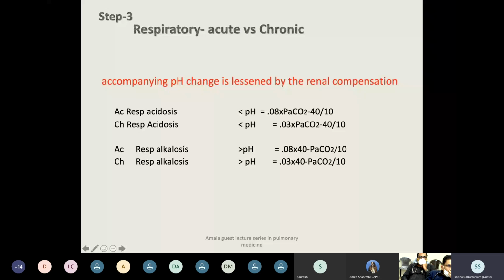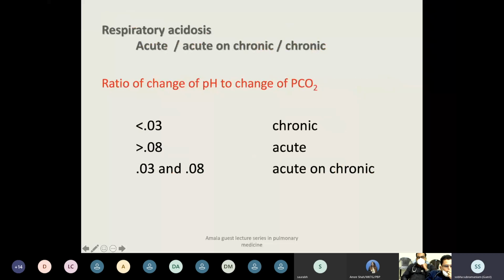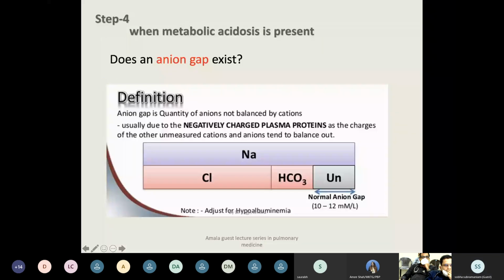Same way in alkalosis, the pH goes up by 0.08 in acute. Chronic respiratory alkalosis, the change is small. The pH goes up by 0.03 into the change in the PaCO2. So chronic, it is 0.03 into change of PaCO2. In acute, large change in pH, 0.08 into change of PaCO2. So somewhere in between 0.03 and 0.08, you have acute on chronic.